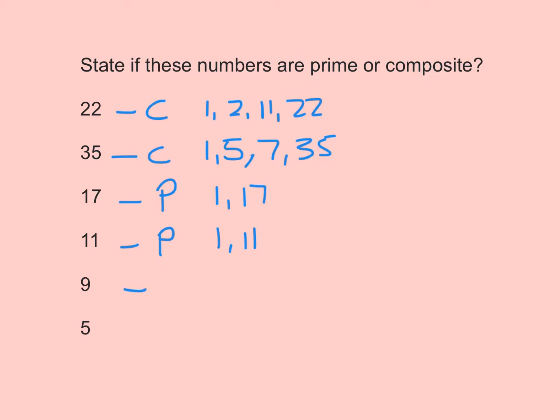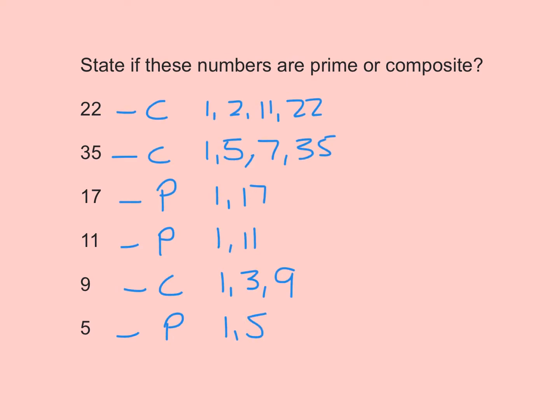What about 9? Well, it's a composite number because 1 can go into 9, 3 can go into 9, and obviously 9 can go into 9. And what about 5? Well, 5 happens to be a prime number as well. 1 and 5 are the only two numbers that can go into 5.